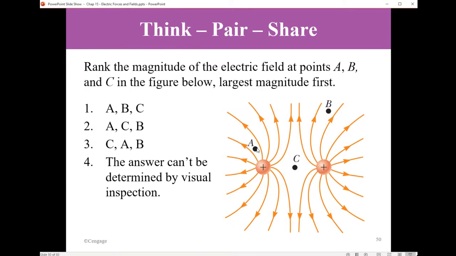This is nearer to the source, right? So the field at A needs to be stronger than the field at B. With this in mind, what would be your answer? It will be number one, right? Yeah. I agree. Yes. It would be number 1. Yes. Thank you. Yeah, it will be A, B, C.